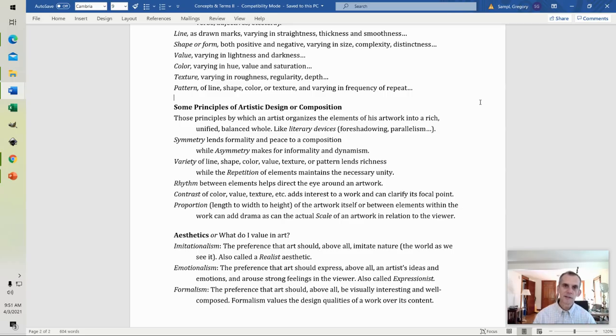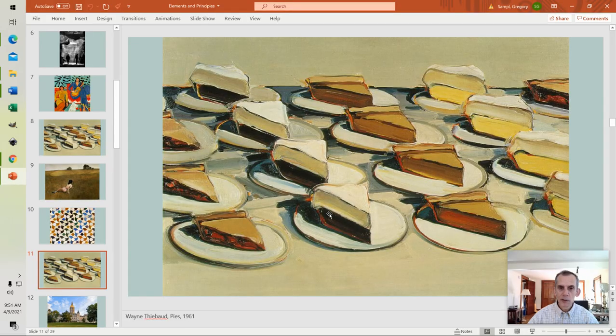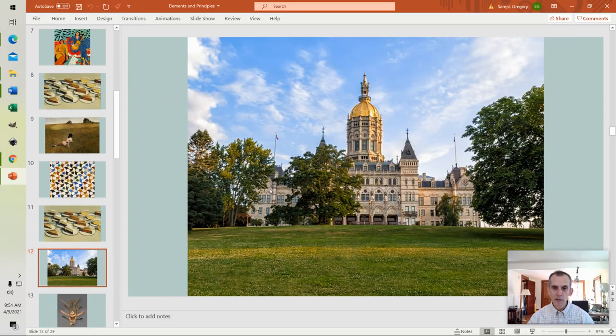Sort of like helps you know where you are, helps to convey the meaning. So here we are with visual art, and we've got symmetry, asymmetry, variety, repetition of elements, rhythm, contrasts, very common, proportion, and scale. The important thing in these is their effect on the viewer. Why would someone use symmetry and not asymmetry?